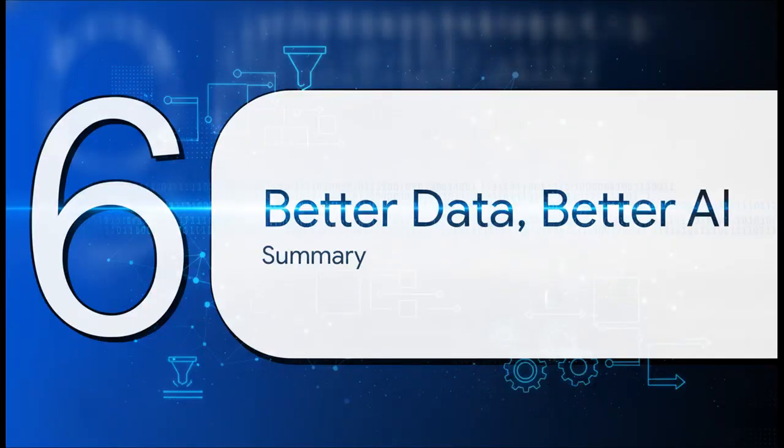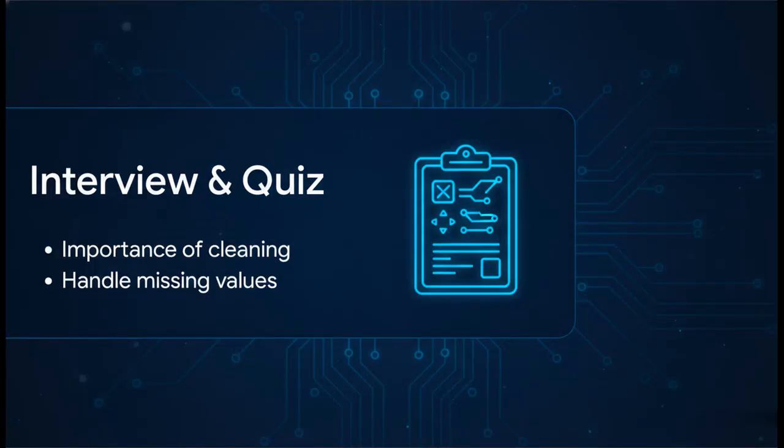Which brings us right to our final section, Section 6, Better Data, Better AI. So we've walked through the technical stuff: scrubbing, shaping, organizing, using Group By, and merging. But we really need to connect this all back to our ultimate goal, AI performance. And because this is so foundational, you have to be ready to talk about it. For anyone preparing for a career in this space, proving the importance of cleaning and knowing how to handle missing values, these are exact questions you're going to face in quizzes and job interviews.